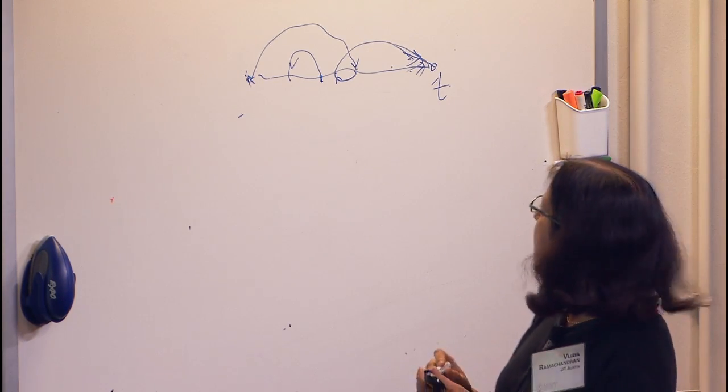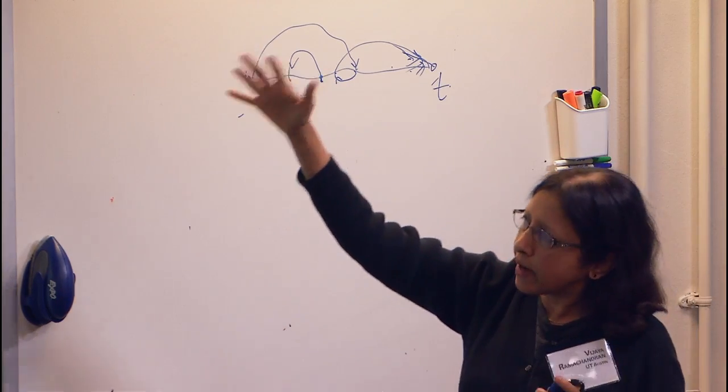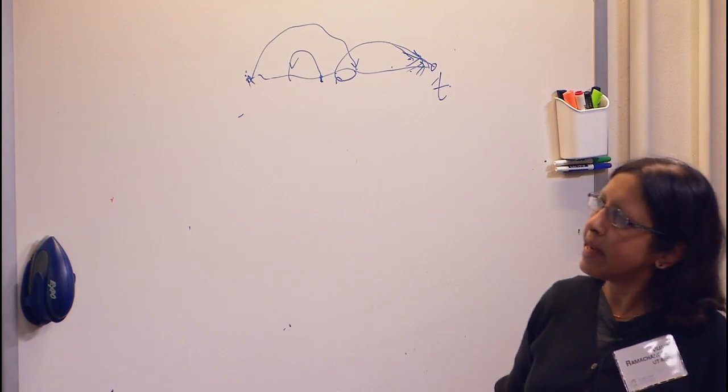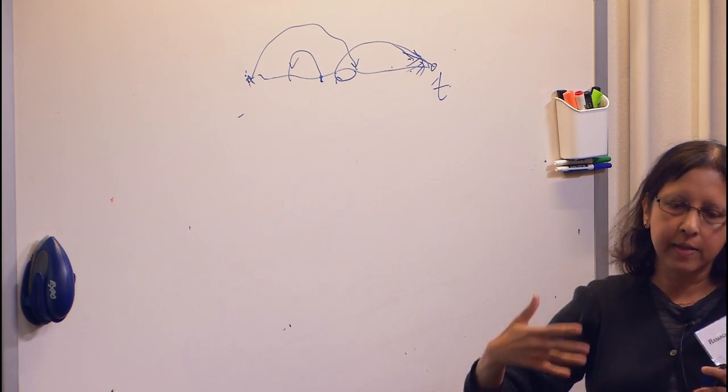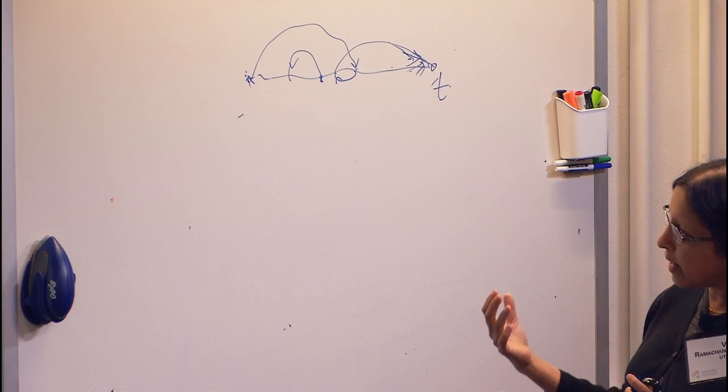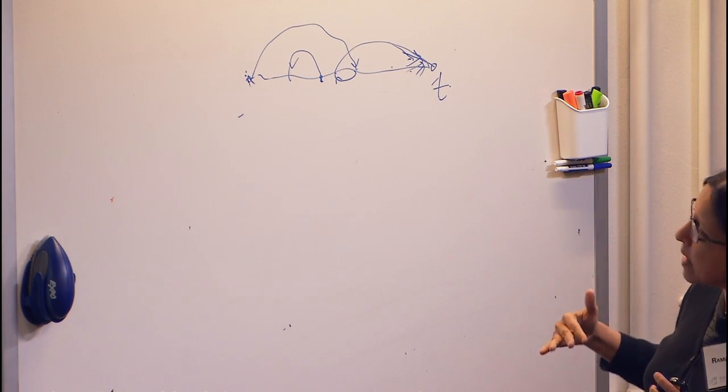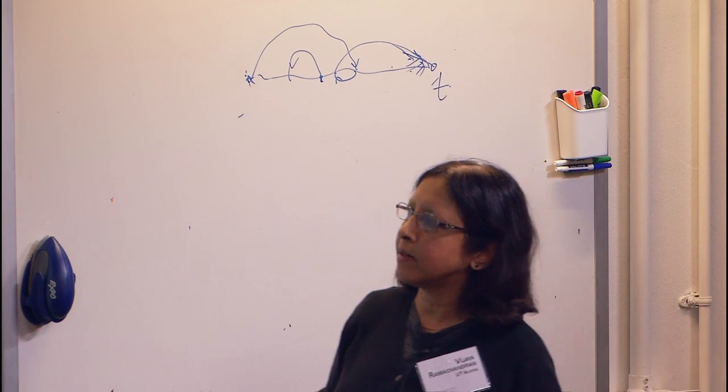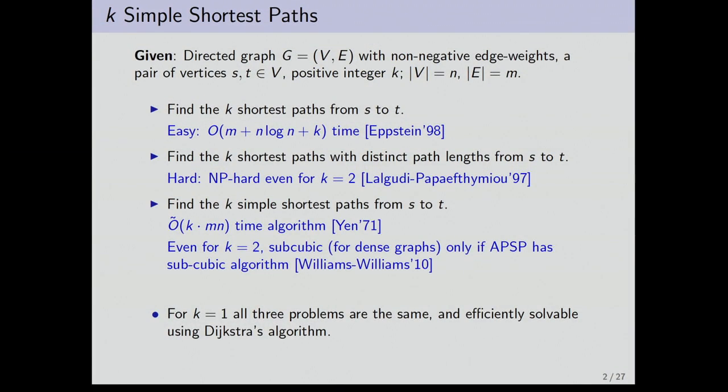So if you allow paths like this, then you can roughly call it Dijkstra-like techniques can allow you to generate successive paths very efficiently. While if you insist that each successive path is simple, the best known algorithm is tilde mn for constant k, and Williams and Williams have even shown that for dense graphs, it's equivalent to APSP. So it is a hard problem. And of course, for k equals 1, all 3 problems are asking for exactly the same thing, shortest path, and there always is a shortest path that's simple.